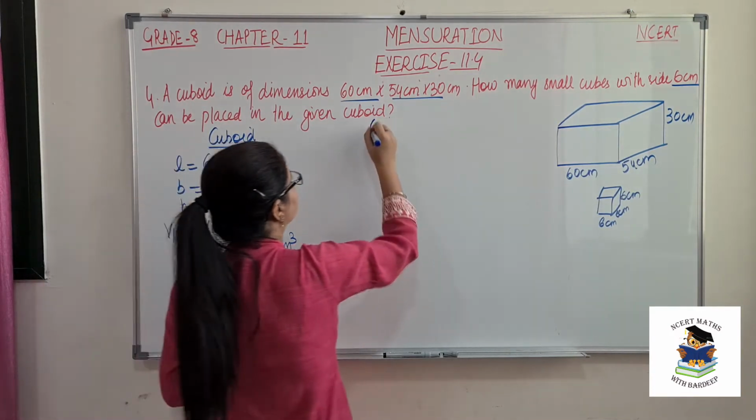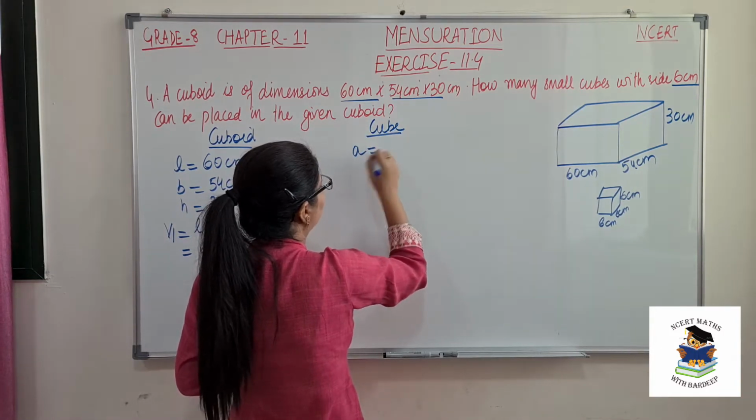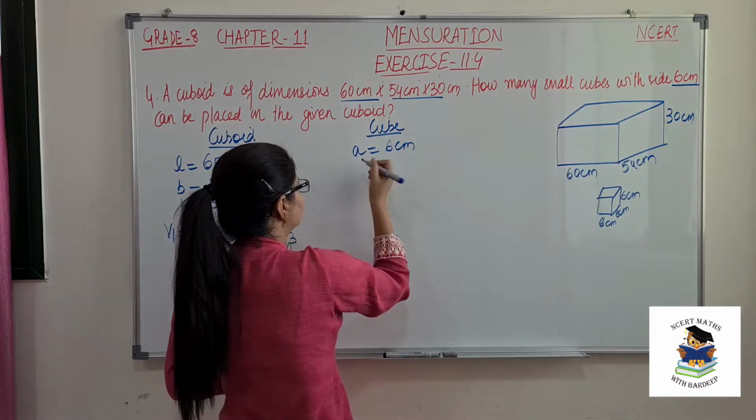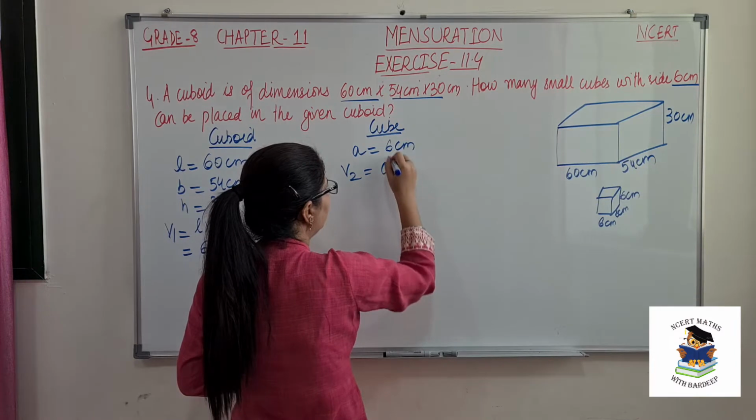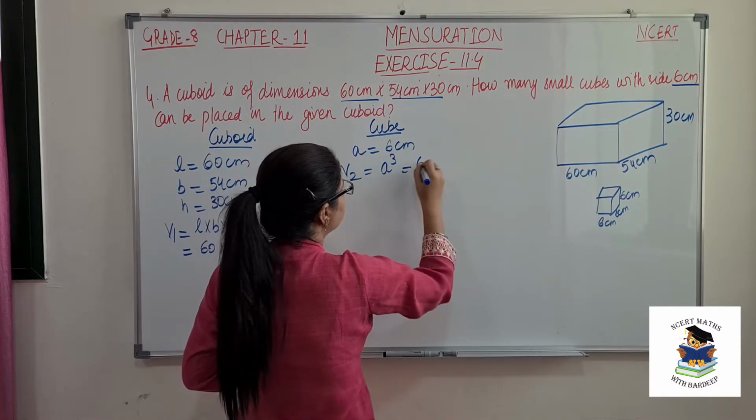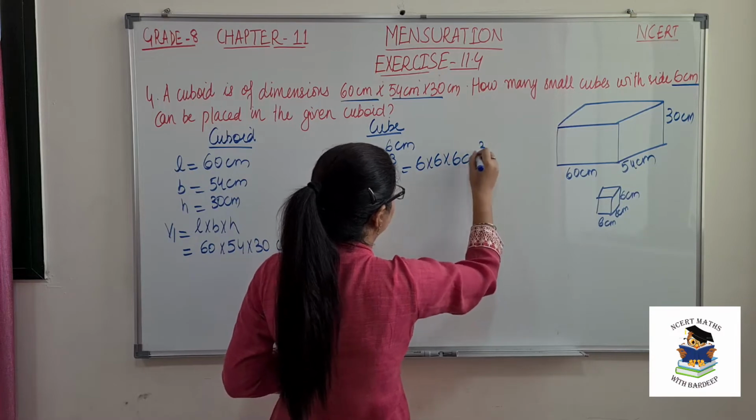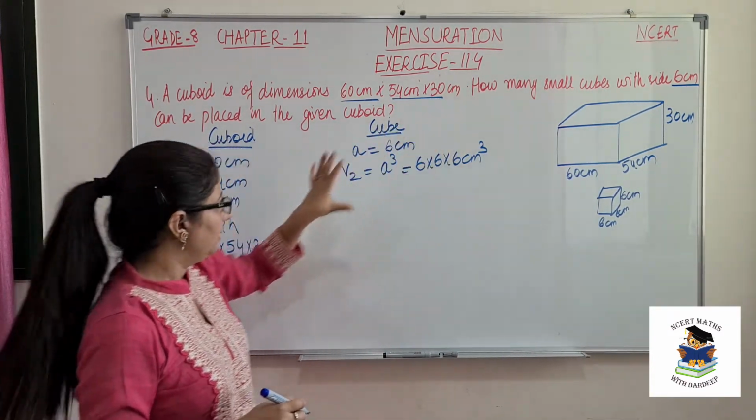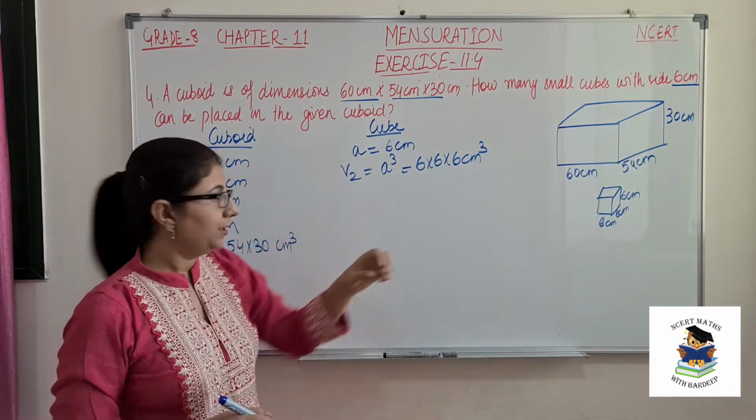Second is cube. What is the side of cube? This is 6 centimeter. Then what is the volume of this cube? This is A cube. That is 6 into 6 into 6 centimeter cube. Okay. So this is the volume of one cube. This is the volume of cuboid. So how many cubes can be fit inside?